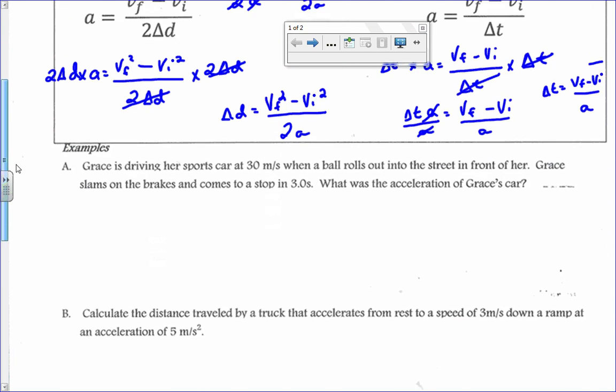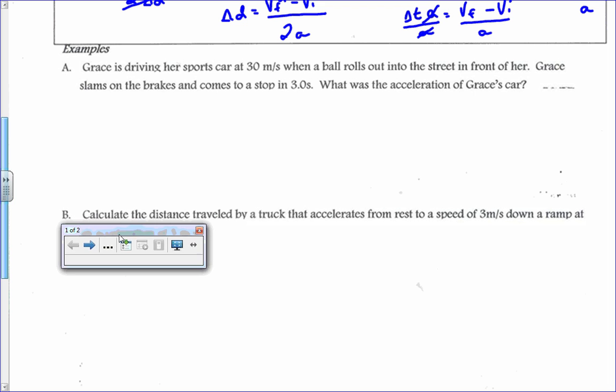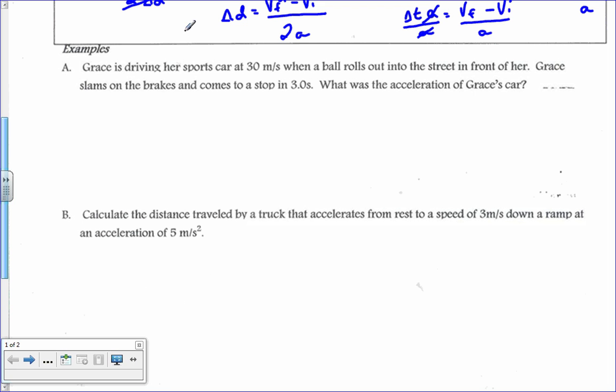Let's look at our first problem. Grace is driving her sports car at 30 meters per second when a ball rolls out into the street in front of her. Grace slams on the brakes and comes to a stop in 3 seconds. What was the acceleration of Grace's car?